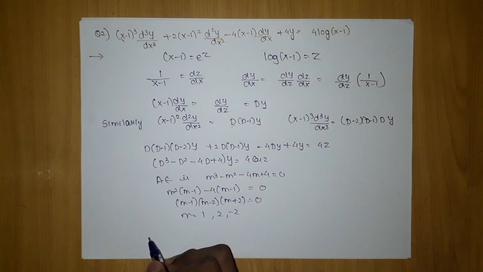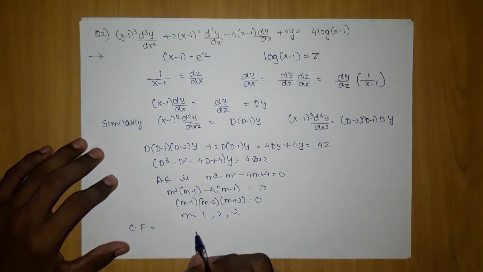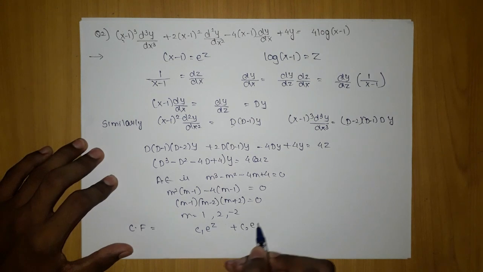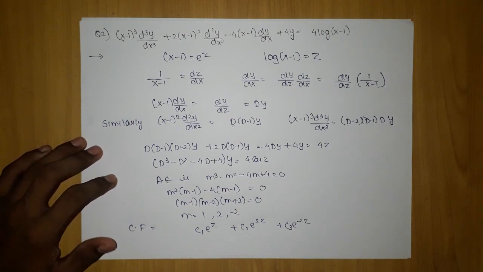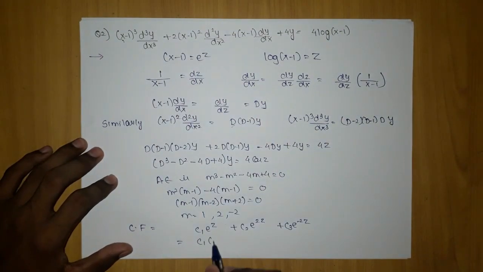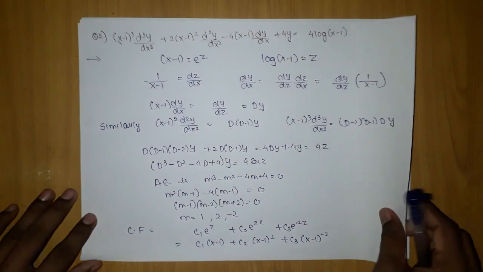So after getting the roots, it is very easy to get the complementary function. The complementary function CF will be nothing but, first C1 e to the power z, secondly C2 e to the power 2z, C3 e to the power minus 2z. Now we know that when we write the final complementary function, it should be in terms of x. We are going to substitute e to the power z by x minus 1. So C1 into x minus 1, C2 into x minus 1 the whole square, C3 into x minus 1 to the power minus 2. So we are getting this as our complementary function.